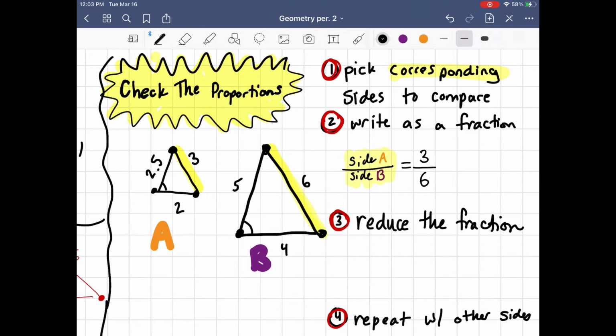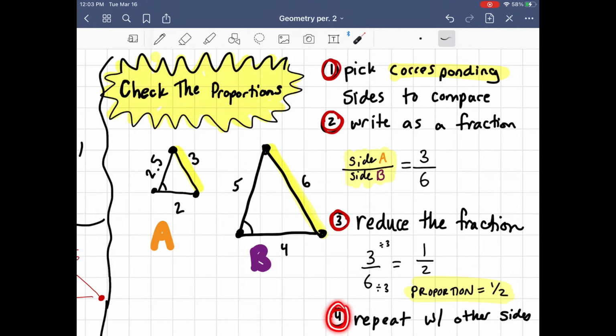All right. Next step is to reduce the fraction. So we have 3/6. We want to reduce it as much as we can. And if I divide both of them by 3, I see I can get 1/2, and that is the most reduced. So the proportion here from one triangle to the other is 1/2. That's what we're looking for. That's how you can check the proportion.